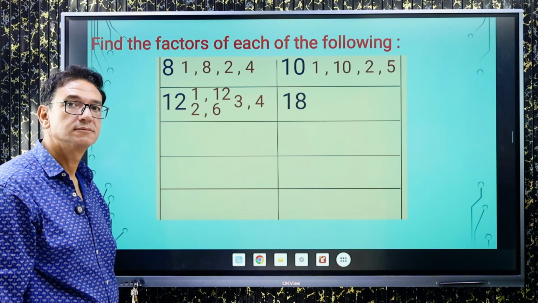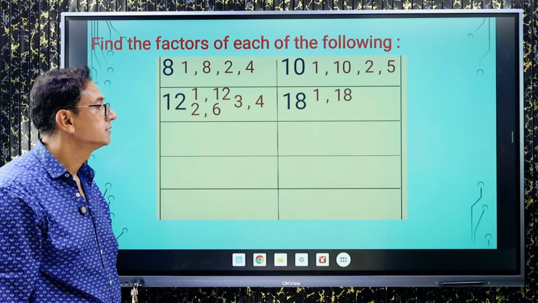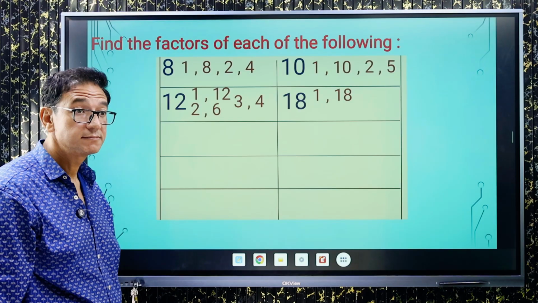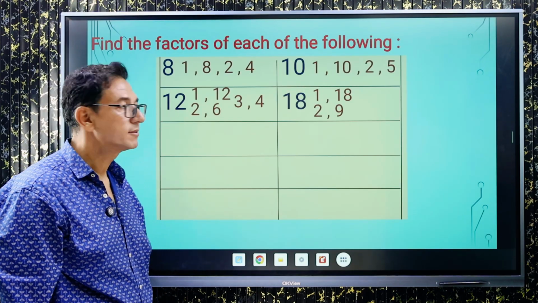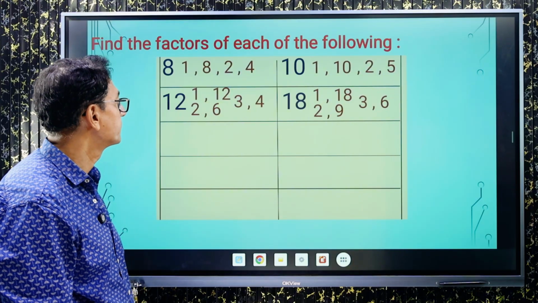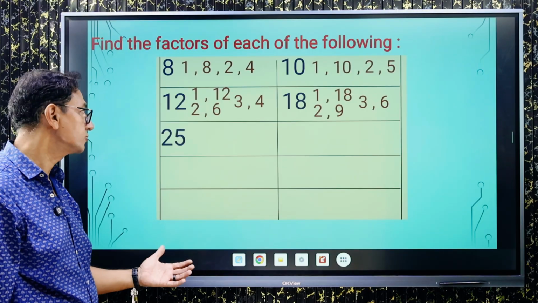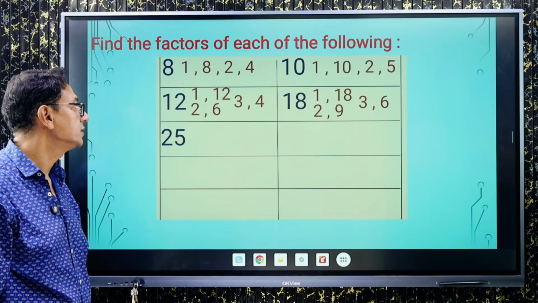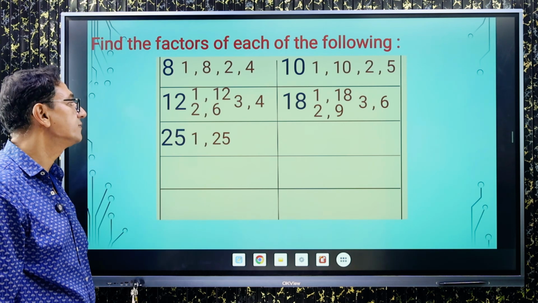18. 1 and 18. Yes. 2 and 9. Yes. 3 and 6. 25. What are the factors of 25? 1 and 25. Yes, and 5 times 5.